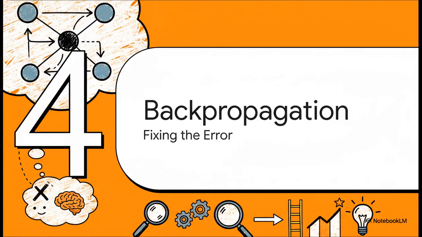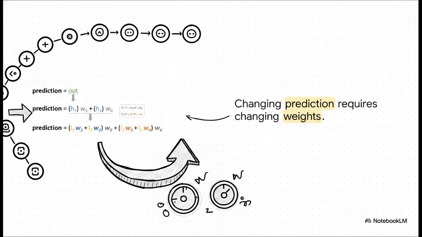Section 4, back propagation, fixing the error. So the absolutely crucial point is this. We obviously want to reduce our error.